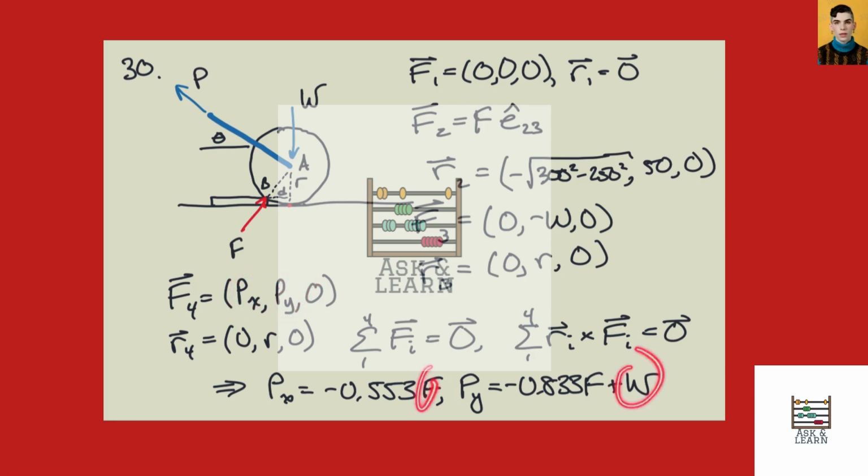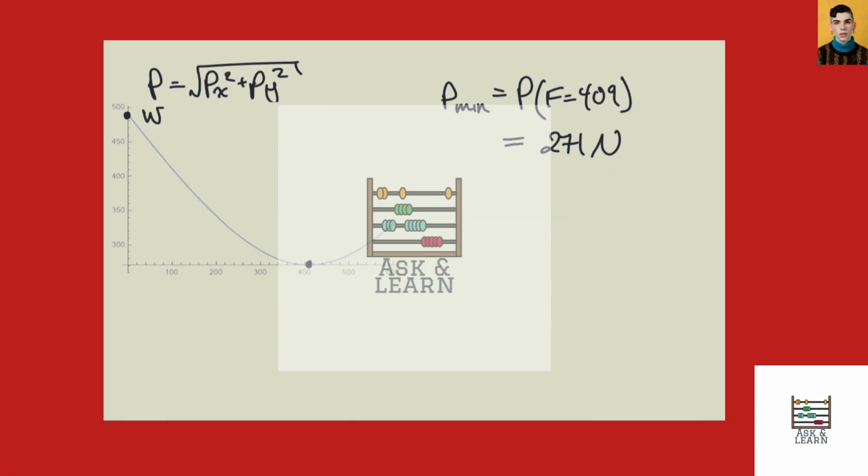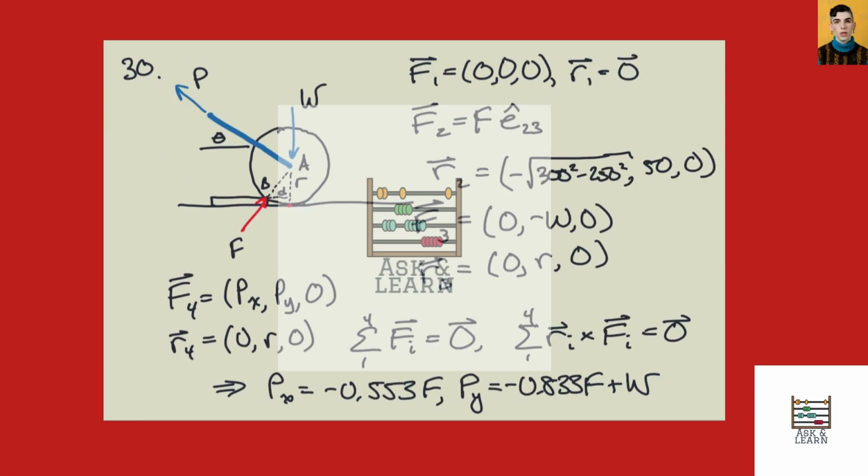So what we can do is get these two forces, these two components, in terms of F and W. So it turns out that Px is minus 0.553F and Py is minus 0.833F plus W. So we know those two things. And now we can get the magnitude of P.